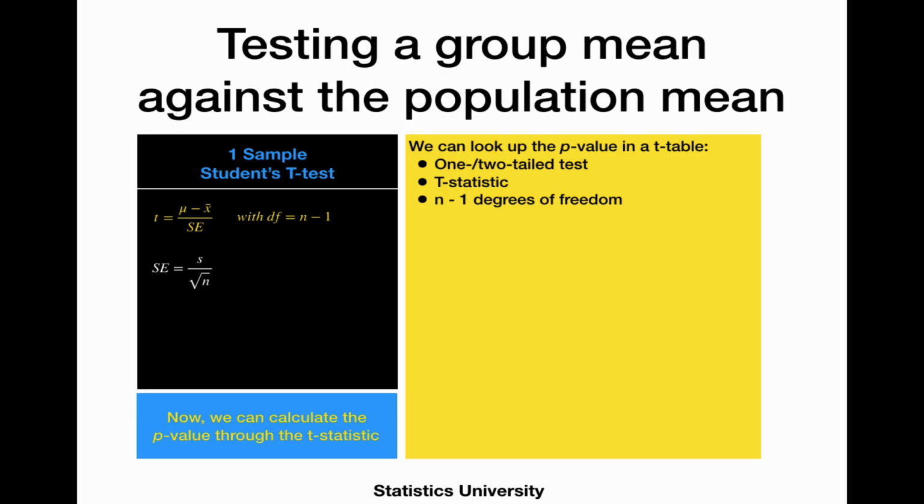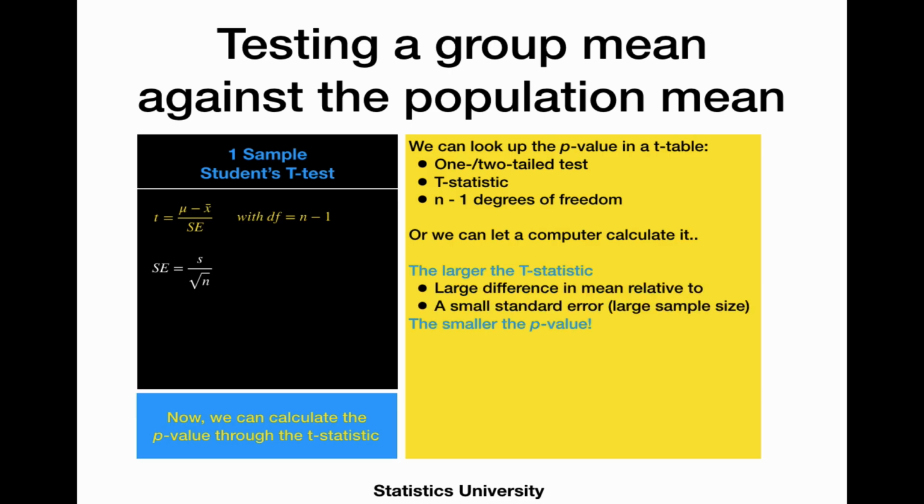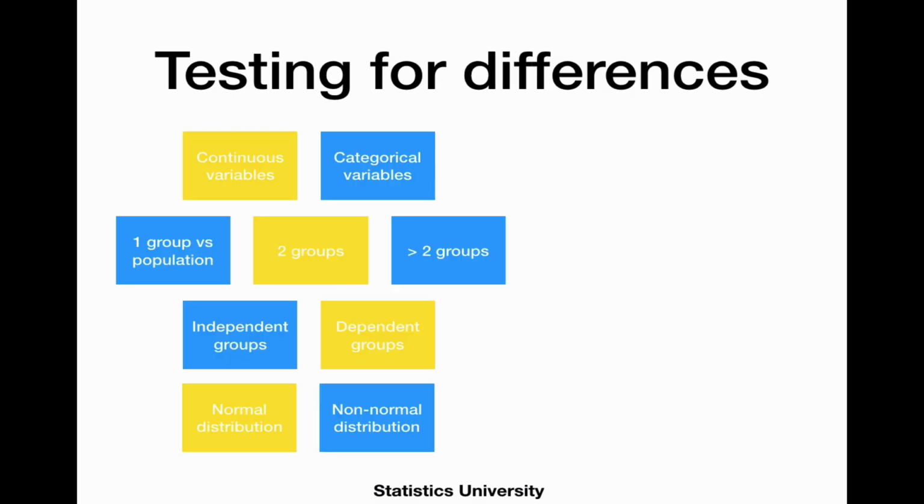And the same applies here. We can look up the p-value in a t-table, or we can let the computer calculate it, and the larger the t-statistic, the smaller the p-value. And only normality of the distribution is a test assumption.